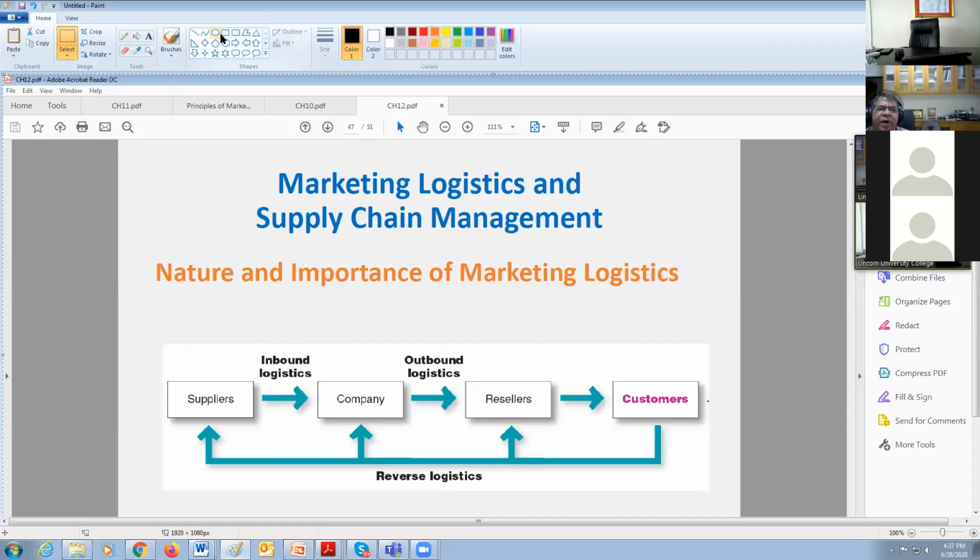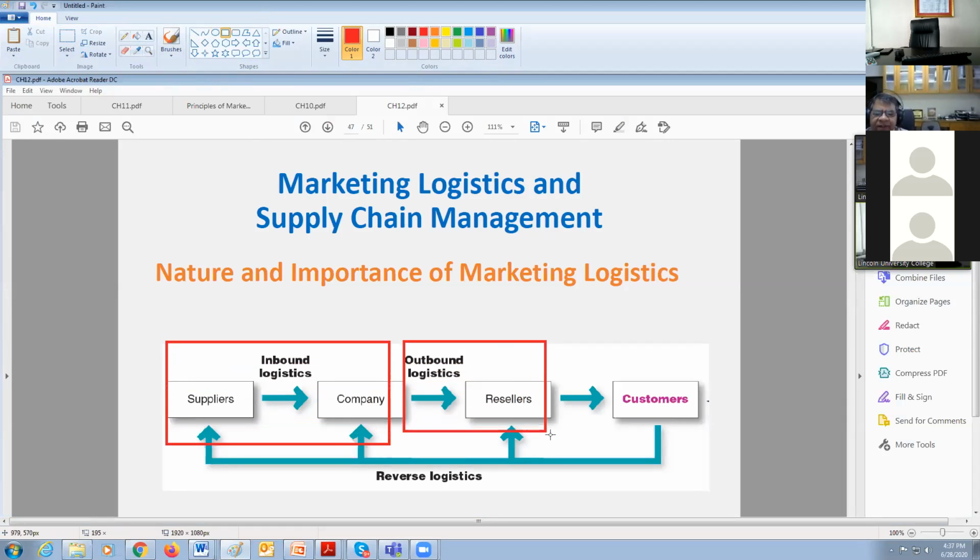There are two types: one is inbound logistics and one is outbound logistics. Inbound, the supplier is sending to the company, and then outbound, the company to reseller, and then the reseller sells to customers. These are all outbound, and you must understand that very clearly.